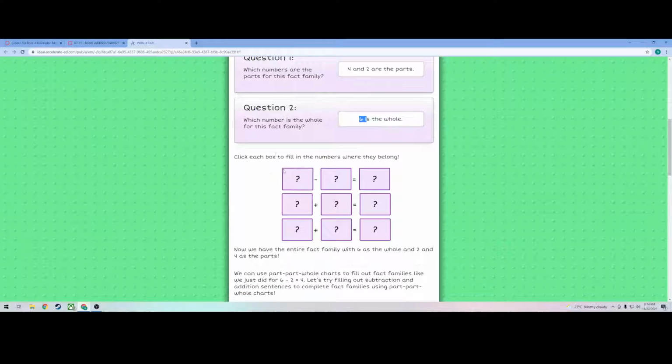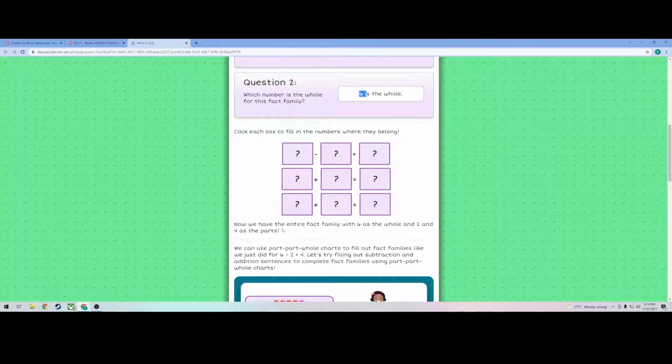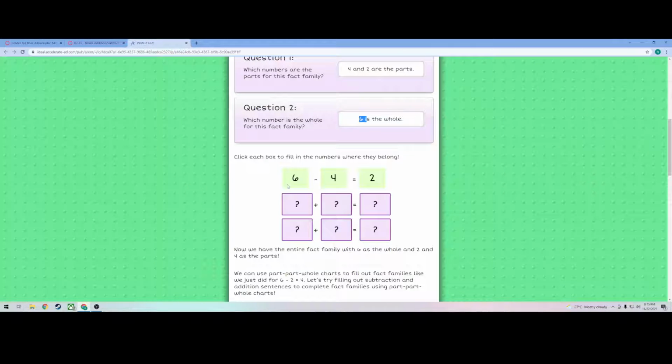Here we'll click on each box to fill the numbers where they belong. Alright, now you have the entire fact family with 6 as the whole and 2 as the parts. So here, 6 minus 4 equals 2. So again, what's my family? The whole is 6 and the parts are 4 and 2. So how can I have the entire fact family? The whole number is 6 and has 2 parts, 4 and 2. So I can write it 6 minus 4 equals 2. This is the first fact.